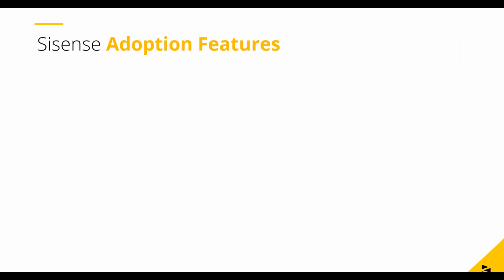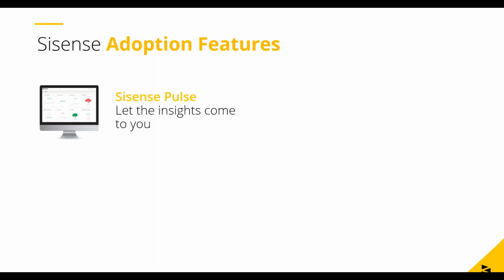So after we mention a few tips and best practices, we also want to share with you some of the adoption features that we have within the tool, within Sisense software, which can really help you increase adoption. The first one will be the Sisense Pulse. The Pulse actually allows you to build your own dashboard, one dashboard that is taking the KPIs from each of your widgets and puts the most important KPIs for you in one page.